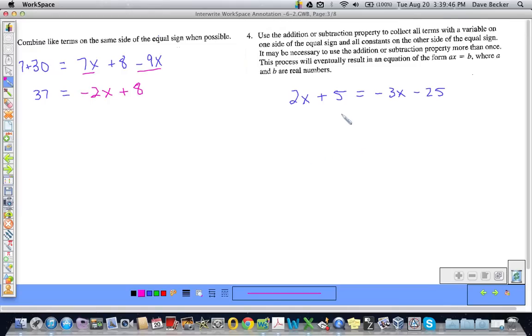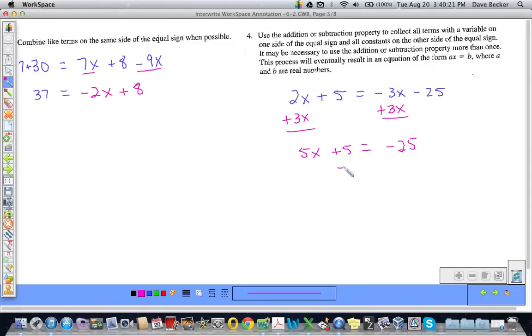We can use the addition and subtraction property of equality to gather like terms on the same side of an equation. For example, I need my one thing that some folks say is x is on one side, everything else on the other, or variables on one side and everything else on the other. So I'm going to add 3x to both sides. 2x plus 3x gives me the 5x, and I still have plus 5. Equals, and remember a negative 3x and a positive 3x gives me 0, and 0 minus 25 is minus 25.